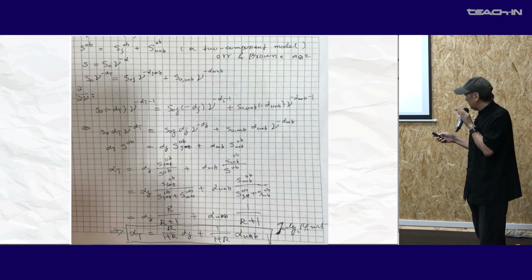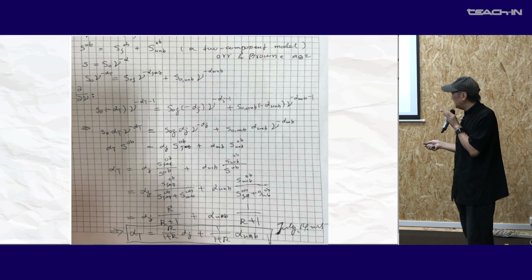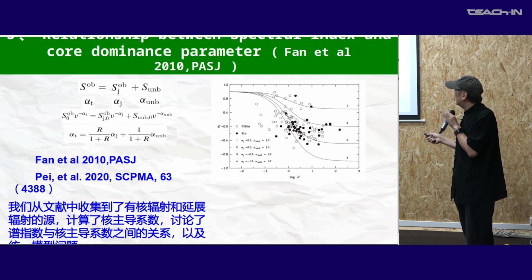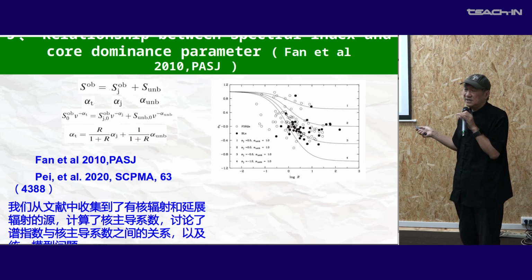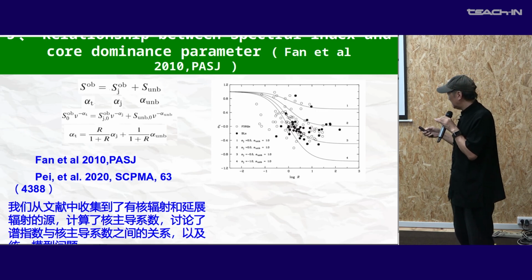If we assume alpha J and alpha extended, we can get the alpha total as a function of the core dominance parameter. This is our result. If we assume this, we can get these different curves, and we think these curves explain the observed core results.